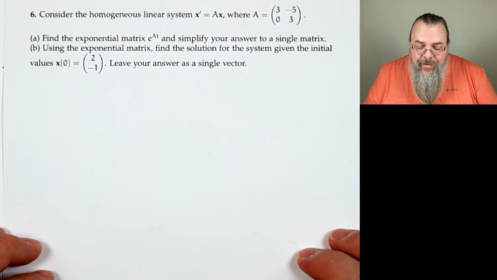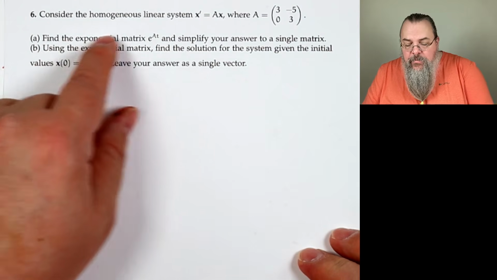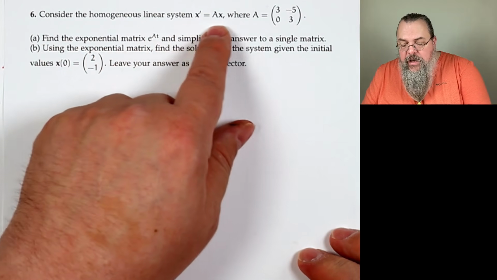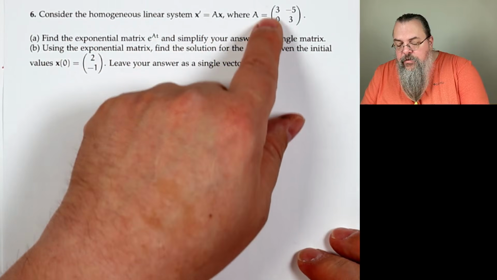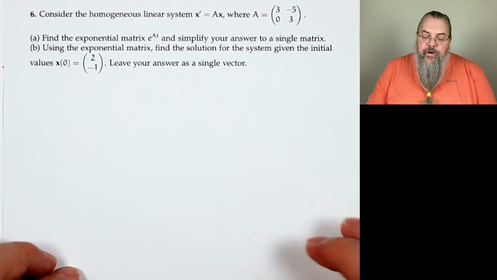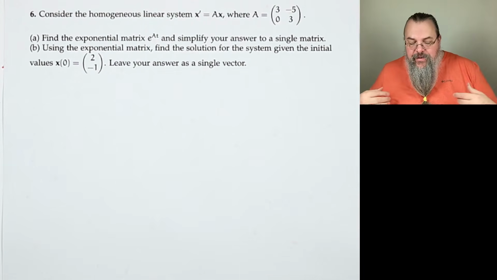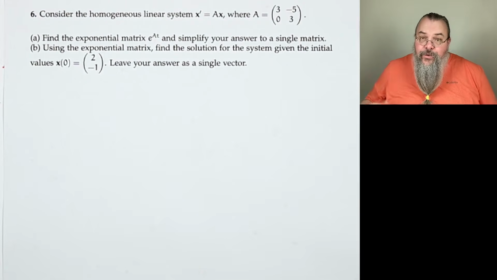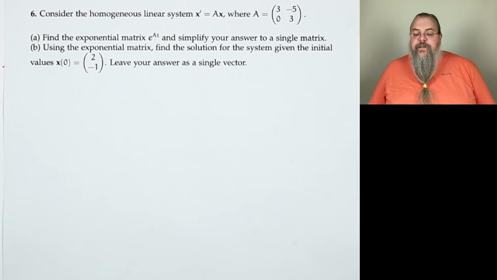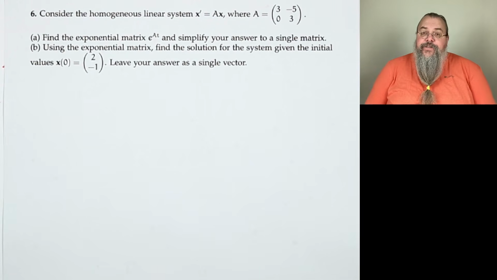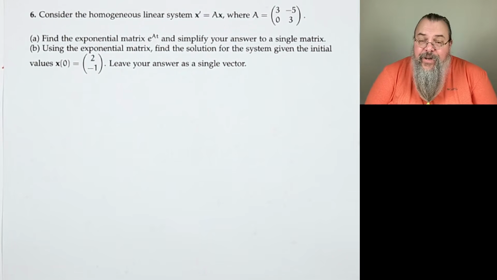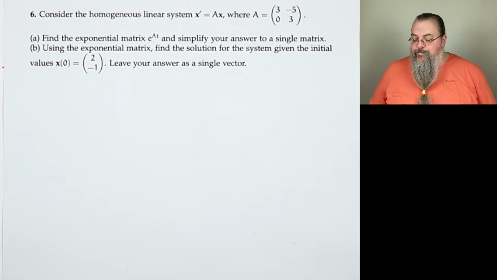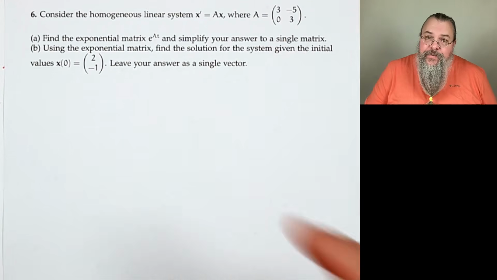Number 6. Consider the homogeneous linear system x prime equals Ax, where A is [3, -5; 0, 3]. Part A, find the exponential matrix, e to the At, and simplify your answer to a single matrix. Part B, using the exponential matrix, find the solution for the system, given the initial values x of 0 is (2, -1). Leave your answer as a single vector.